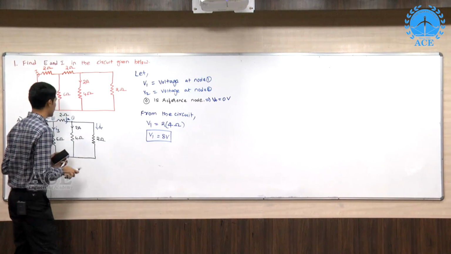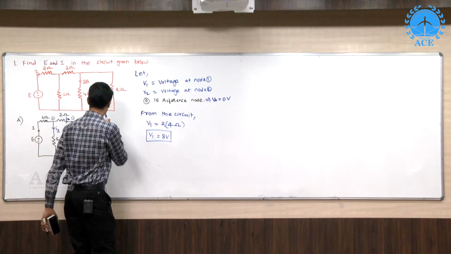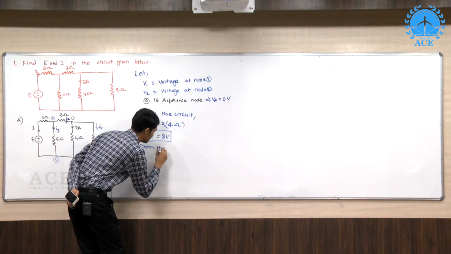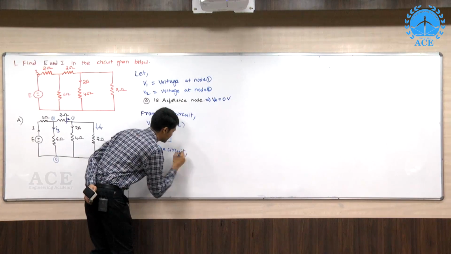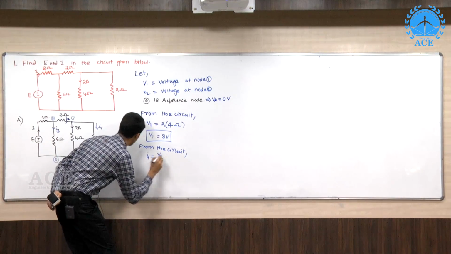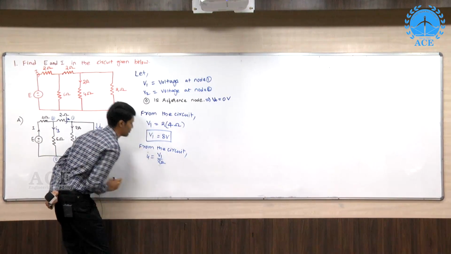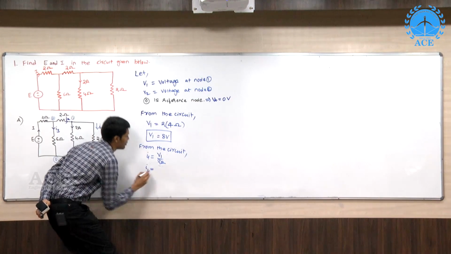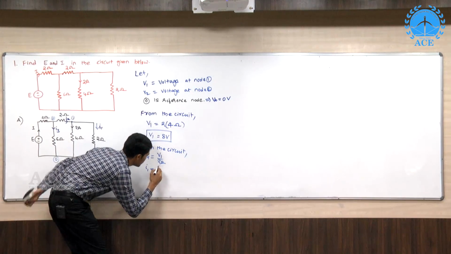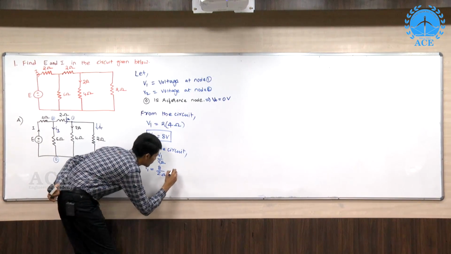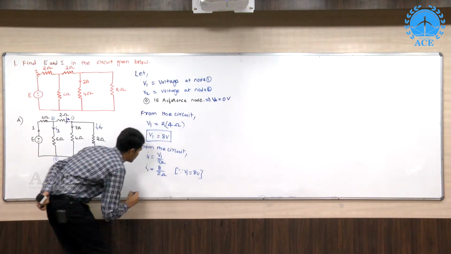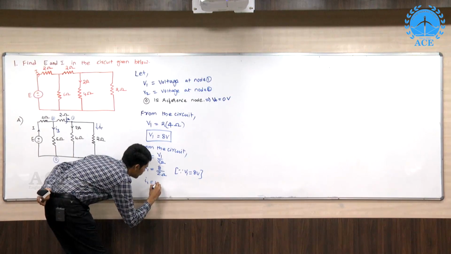Now since the voltage at this node is 8 volt, we can find the current through this resistor. So again from the circuit, I1 is equal to V1 by 2 ohm. So I1 is equal to, now substitute the value of V1. Since V1 is 8 volt, I1 is equal to 8 by 2 ohm. So I1 is equal to 4 amperes.